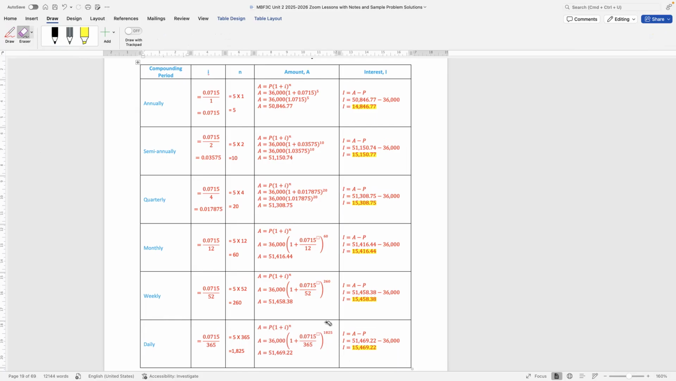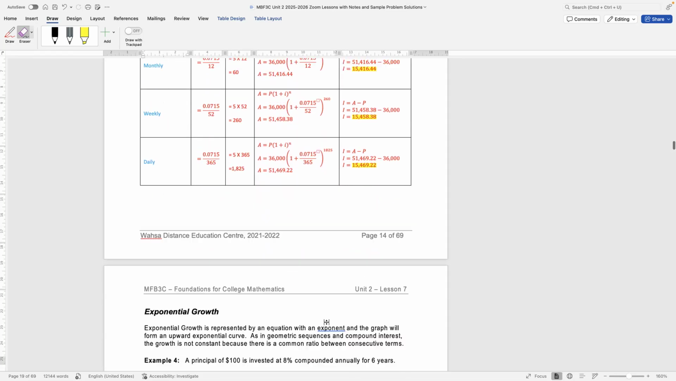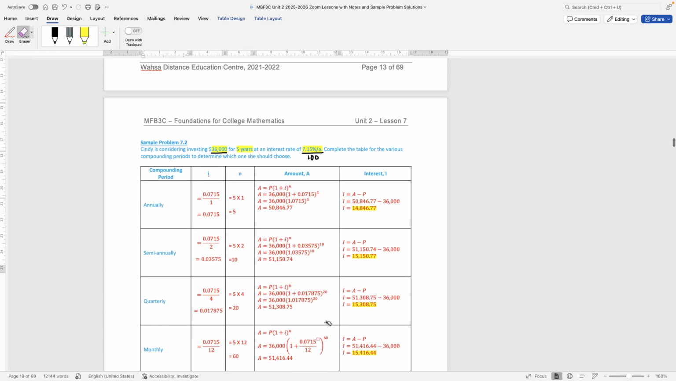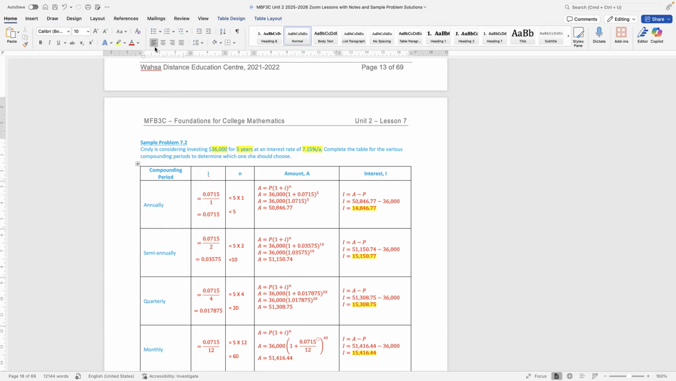So I'll delete that. Okay. So what we should have done here: Cindy is considering investing $36,000 for 5 years at an interest rate of 7.5% per year. I'm going to get rid of these little black marks as well, and I don't need these values highlighted anymore. Okay.